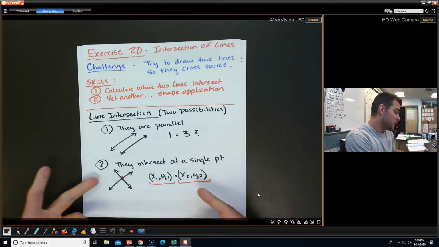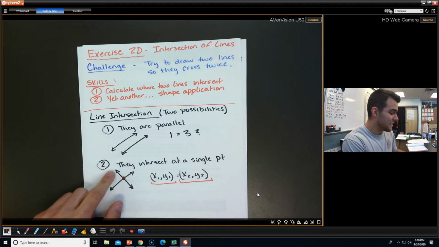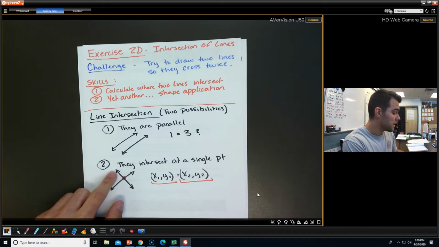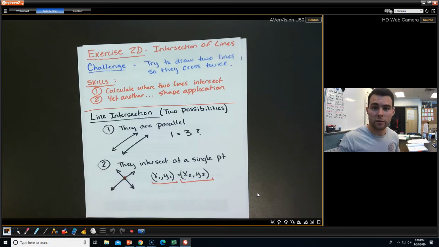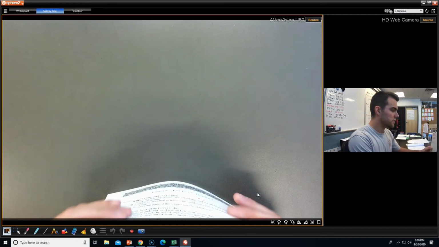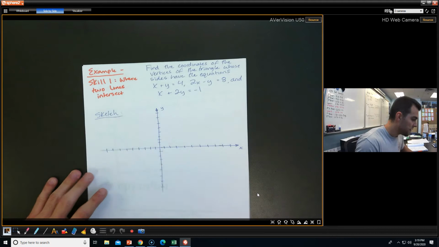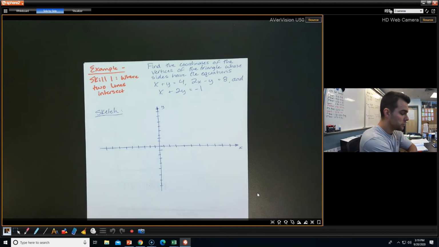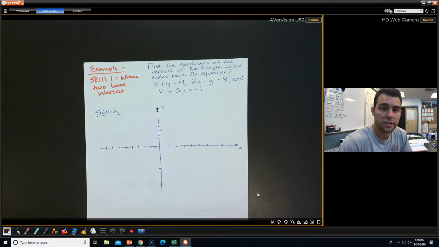So we're going to look at number 2 right here and see what that looks like in the context of a problem. So skill 1, this is where 2 lines intersect. We're going to find the coordinates of the vertices of a triangle whose sides have the equations, those guys right there. They're all written in disgusting standard form, but we are going to work with it in standard form because I've kind of turned over a new leaf and I see that they have some usage, just a little bit. So let's sketch this actually.